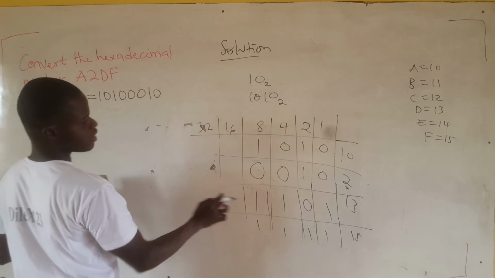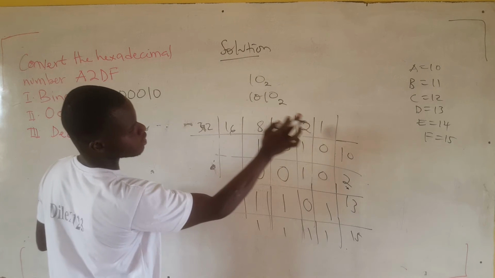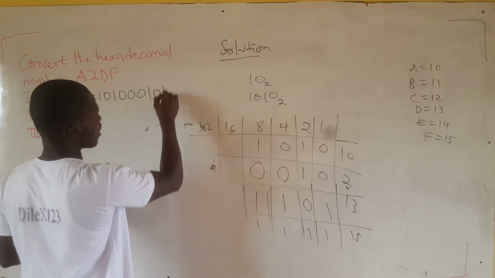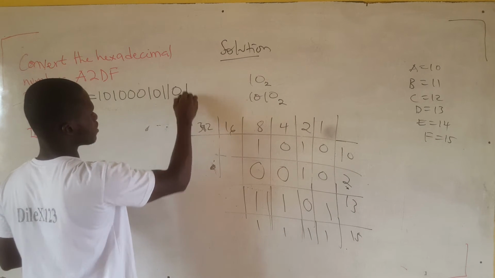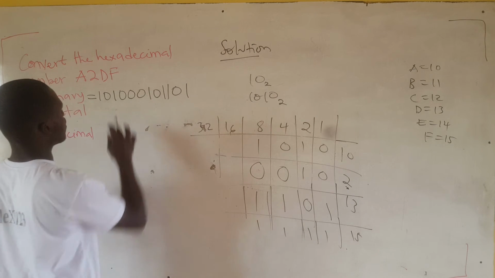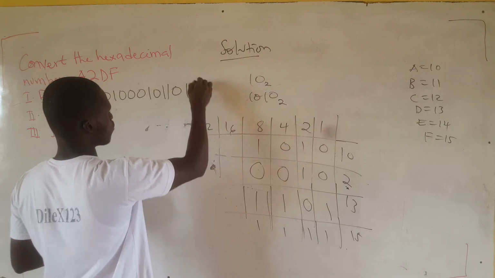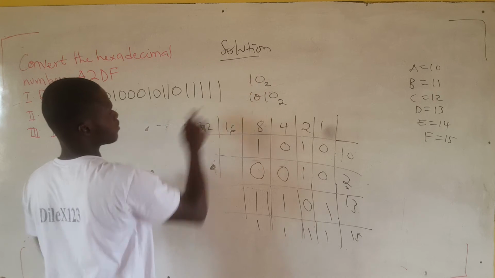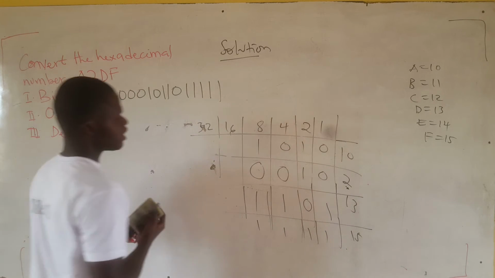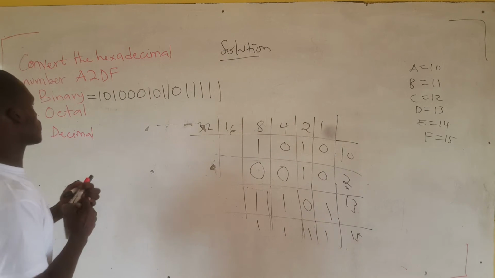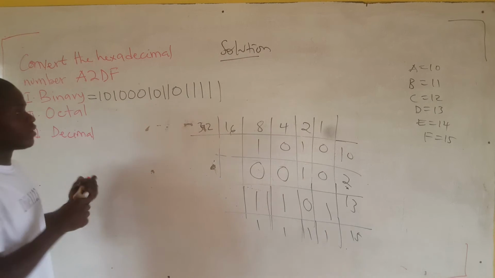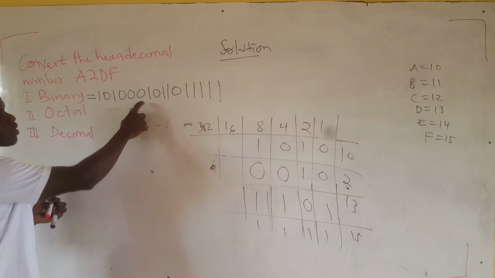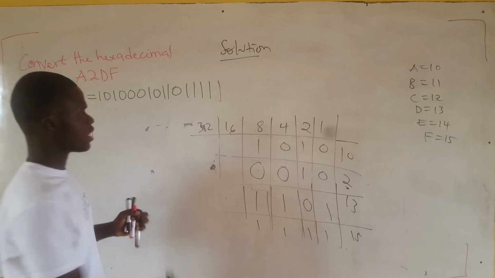That's the 2. And then the D is 13. So 13 is 1, 1, 0, 1. And then 15 is F, and F is 1, 1, 1, 1. So that is it. So A2DF in binary is 1, 0, 1, 0, 0, 0, 1, 0, 1, 1, 0, 1, 1, 1. That's how we write it.